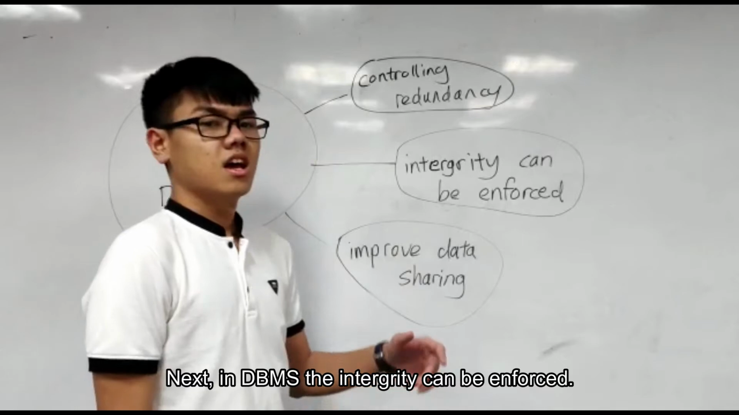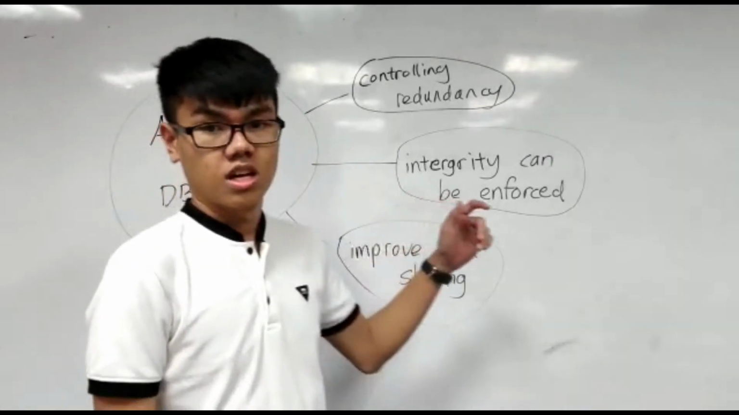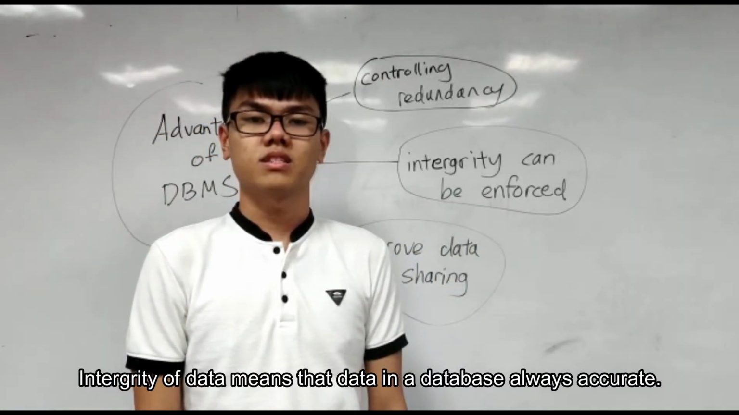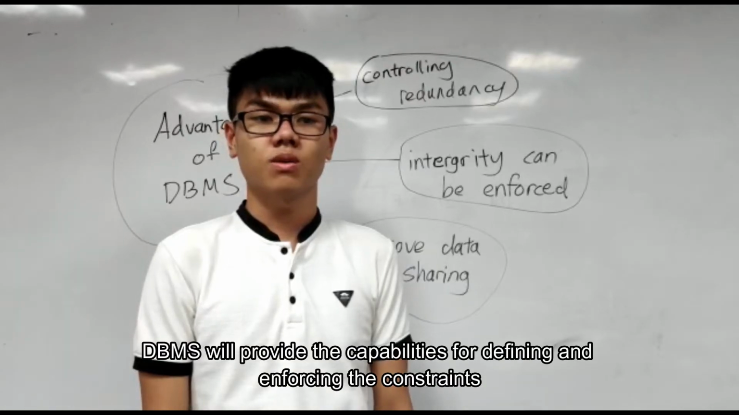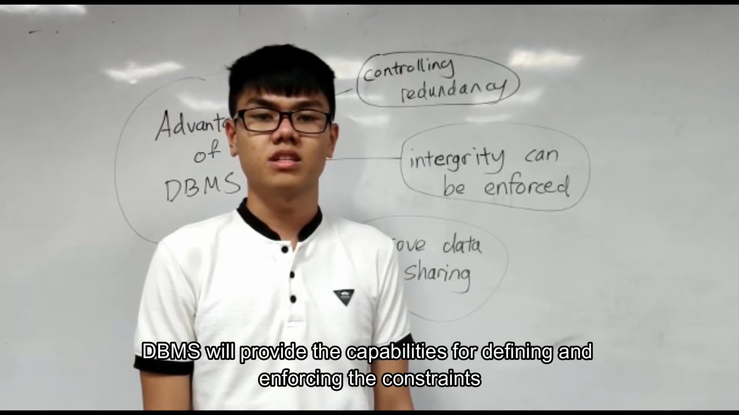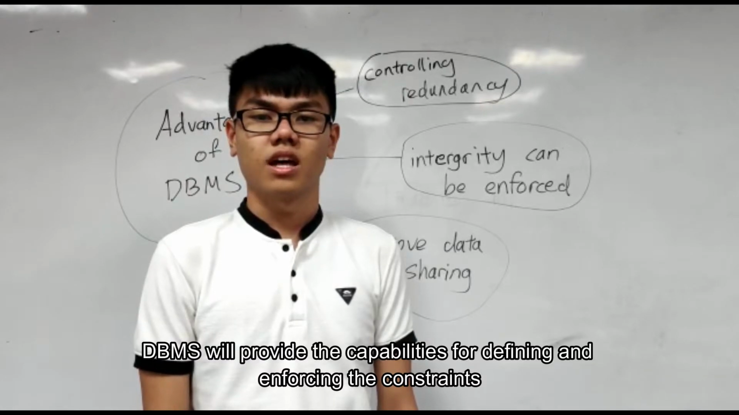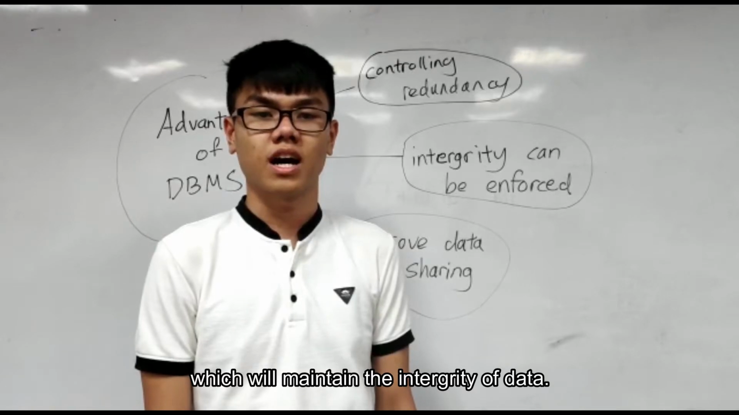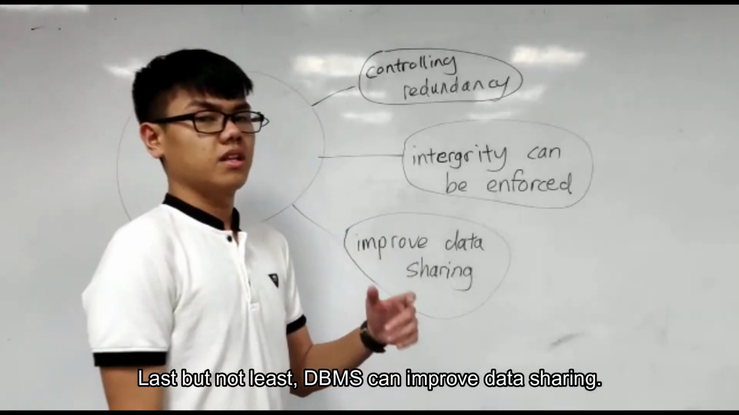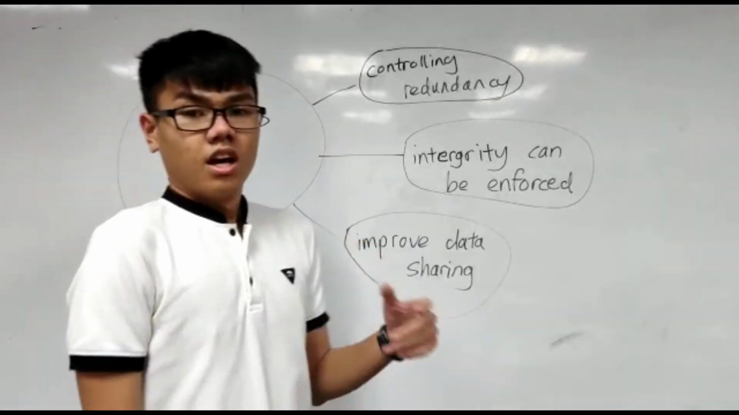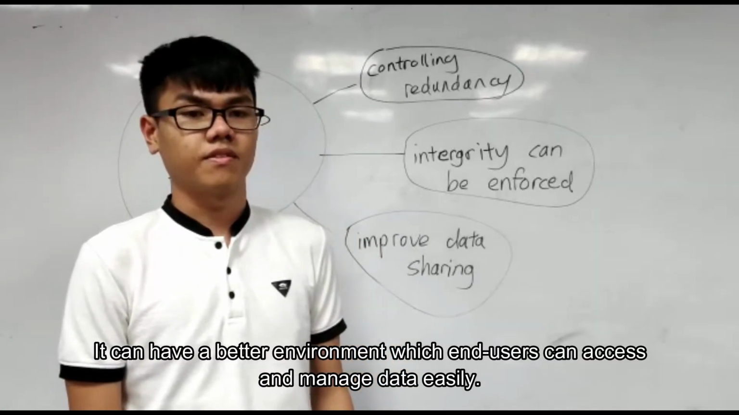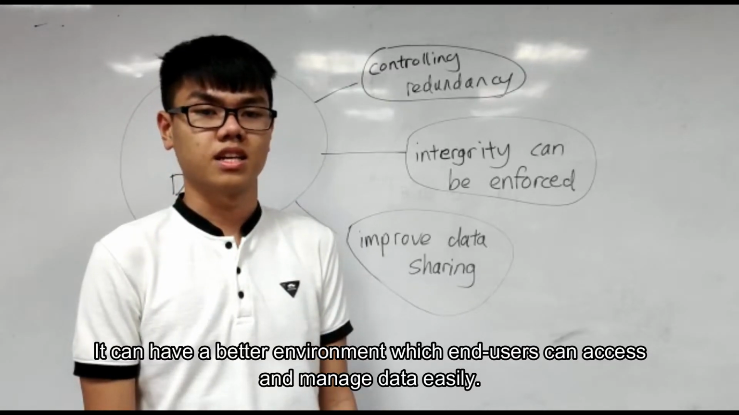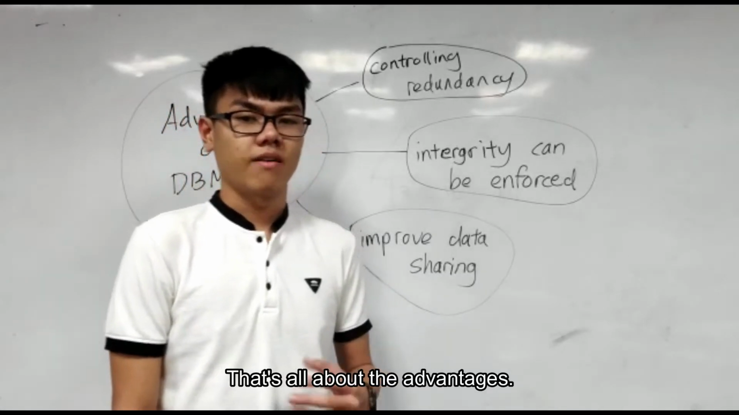Next, in DBMS, integrity can be enforced. Integrity of data means that data in the database is always accurate. DBMS provides the capabilities for defining and enforcing the constraints which maintain the integrity of data. Last but not least, DBMS can improve data sharing. It provides a better environment in which end users can access and manage data easily every day. That's all about the advantages.